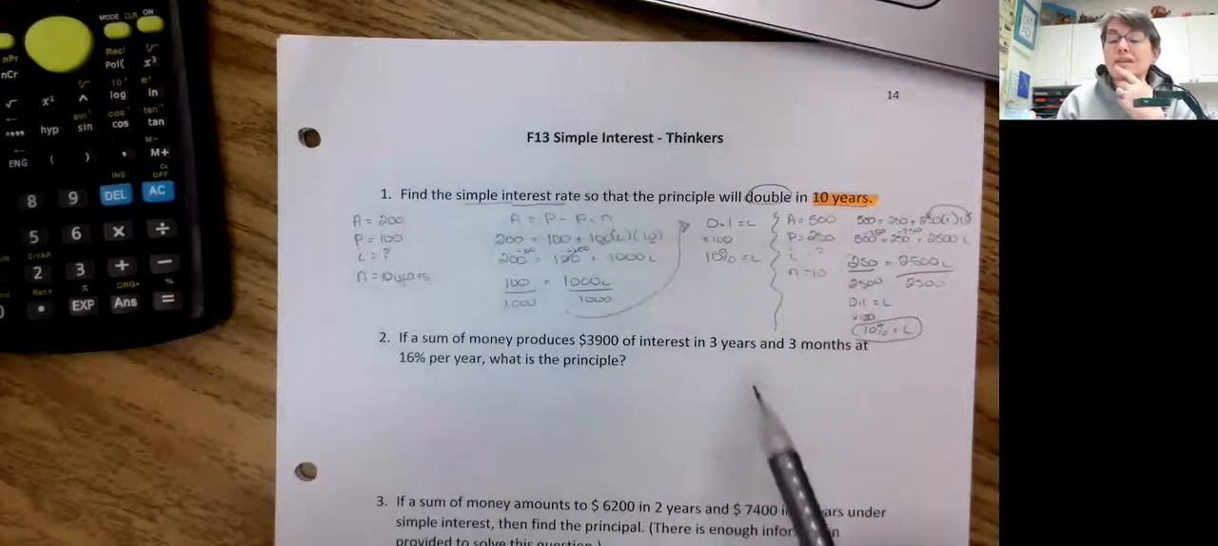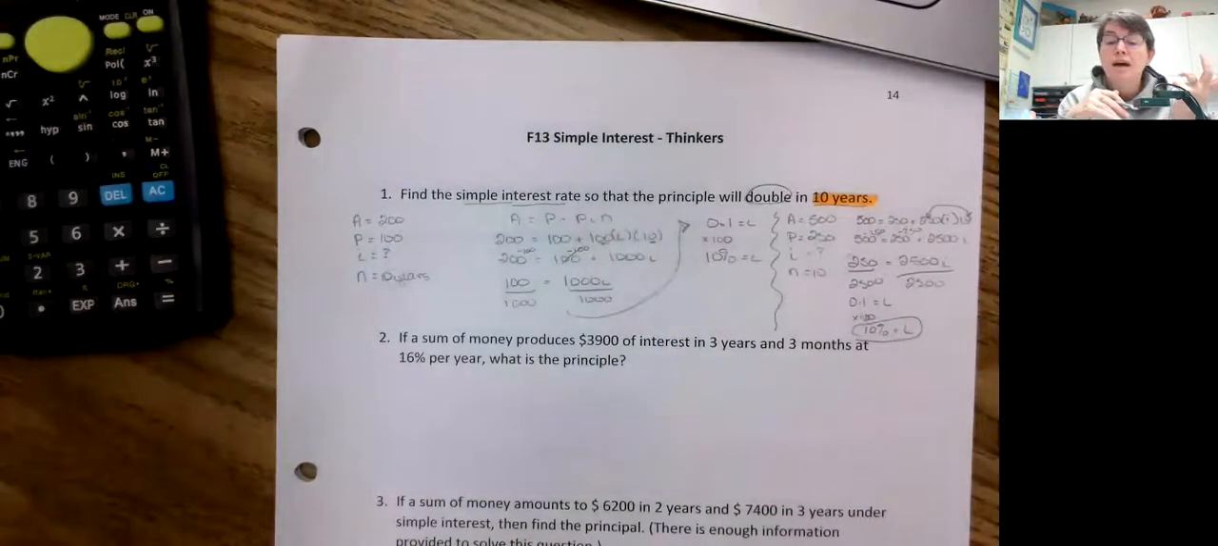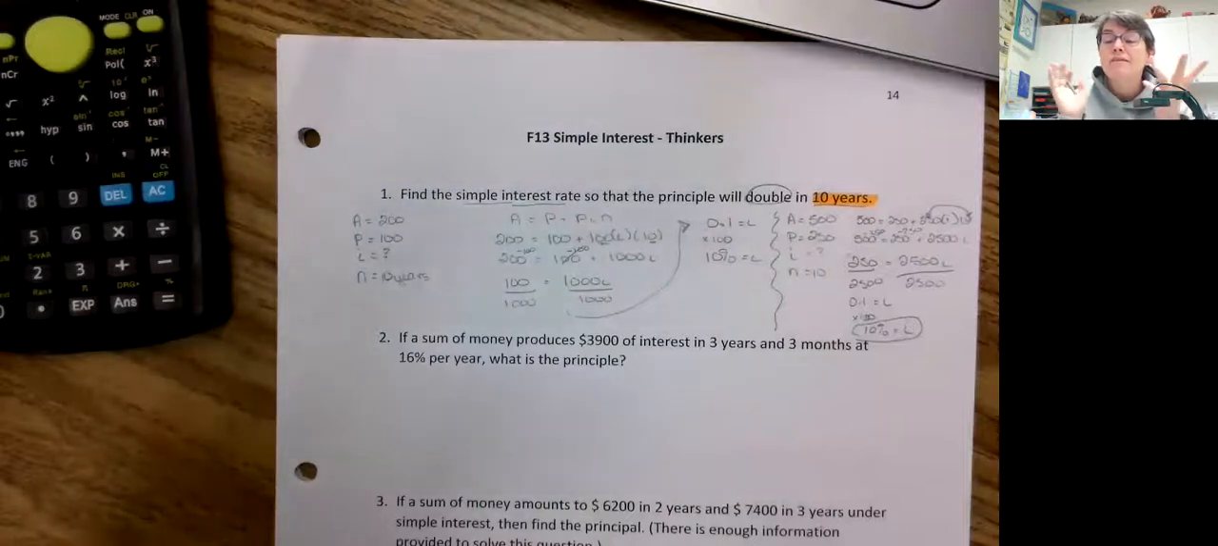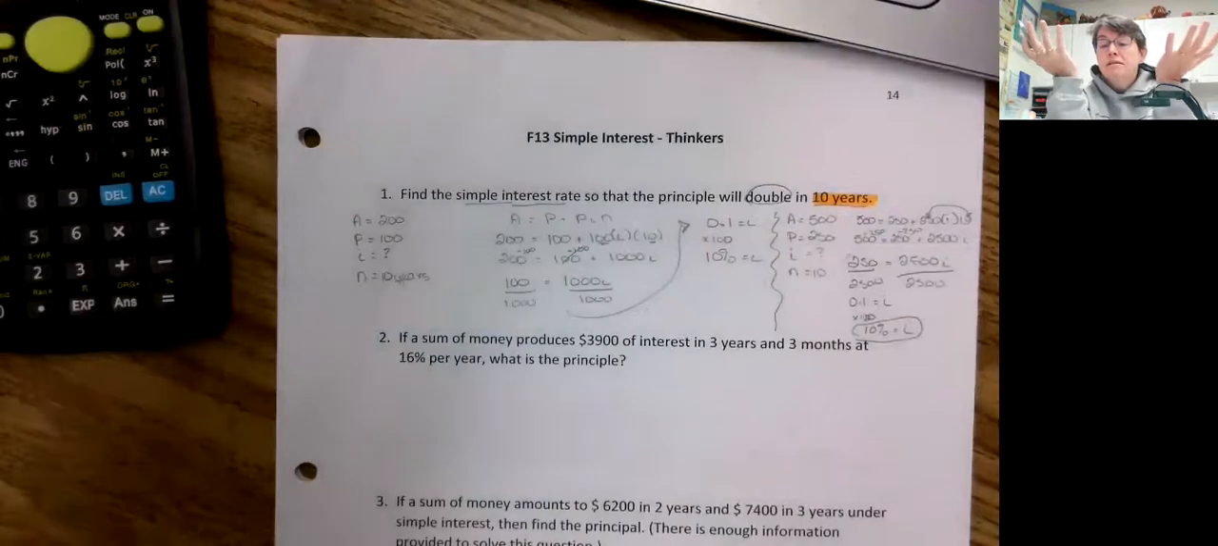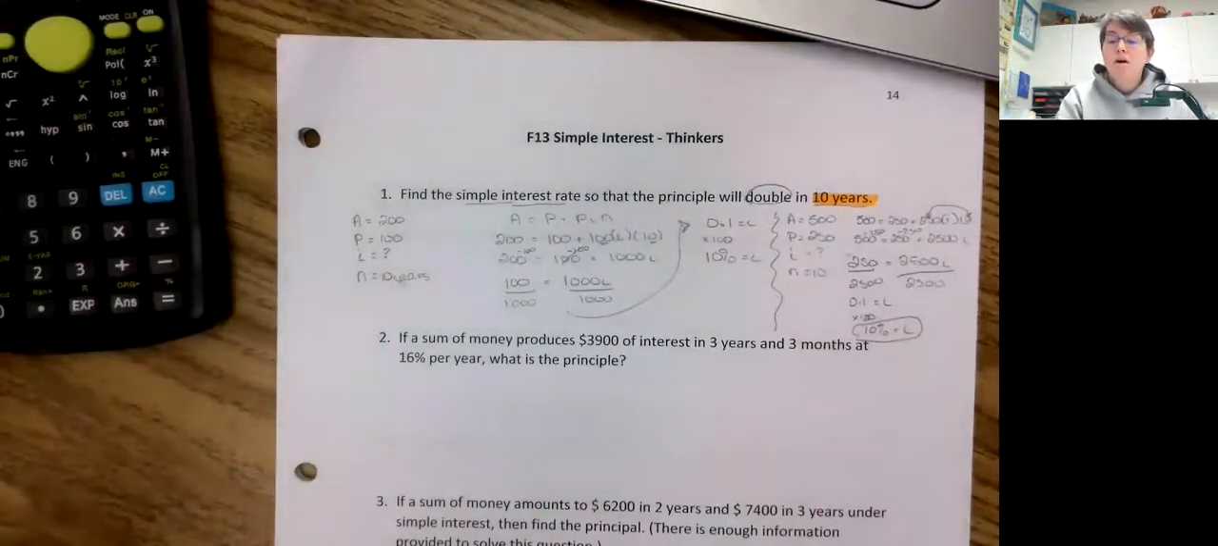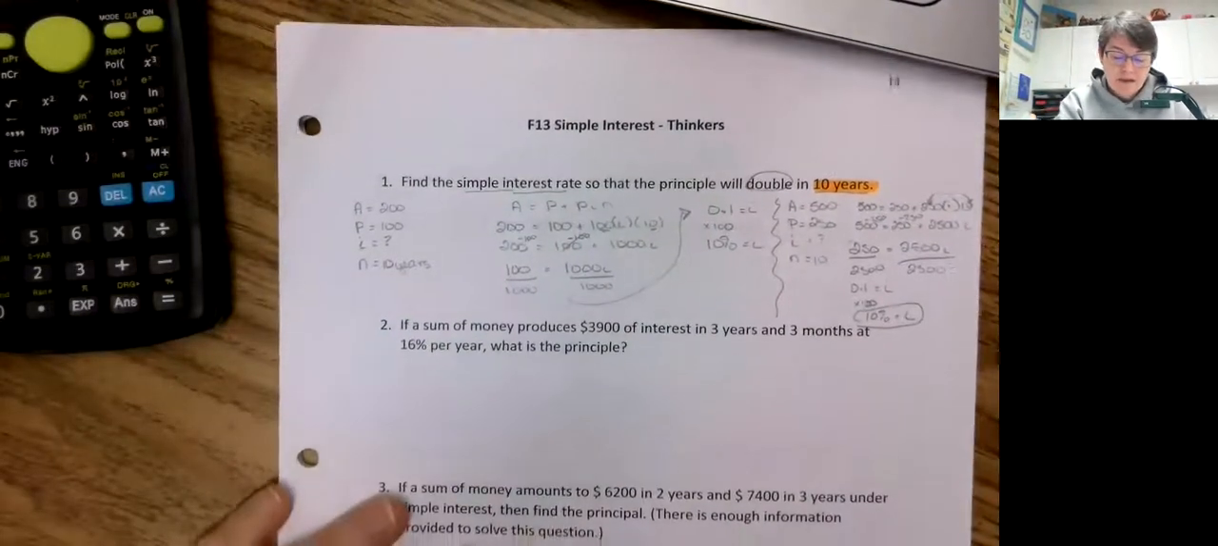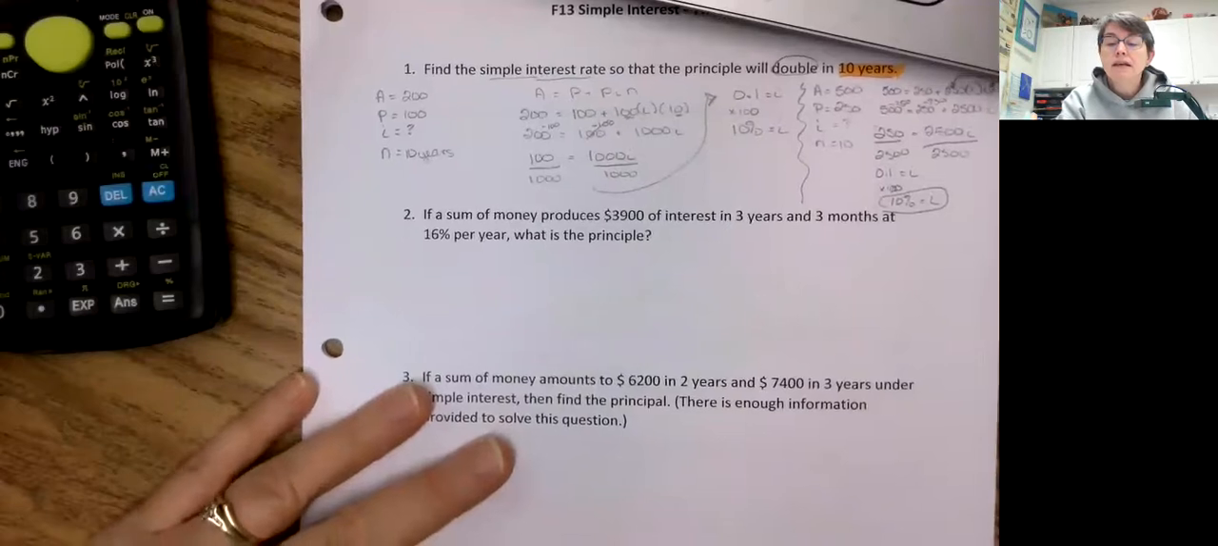So watch for that. If you're ever given some kind of a question that says it's going to double or triple or half as much or something like that, and they don't give you any numbers at all, then put in your own. It's better than going, I can't do it, right? Give it a shot. Always, always, always try. All right, let's look at the next one.